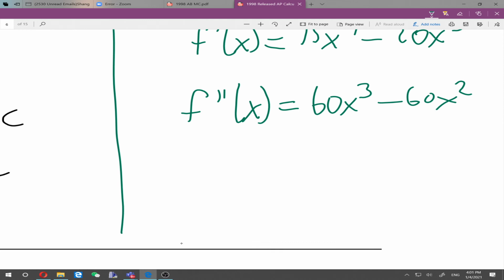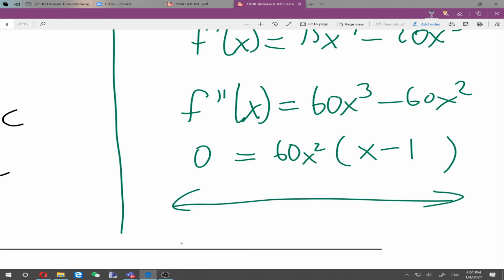So I'm going to take our second derivative and we'll factor. What can you pull out right now? 60x squared. Okay, 60x squared. What's left? X minus 1. Okay, so our point of inflection could be at x equals 0 or x equals 1. And I'm going to test into our second derivative to see whether or not we actually change sign.